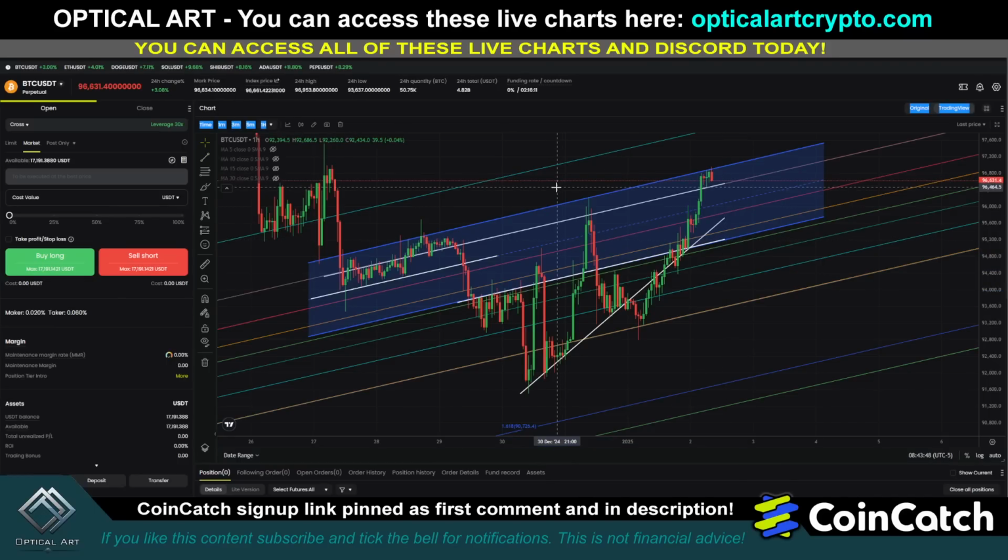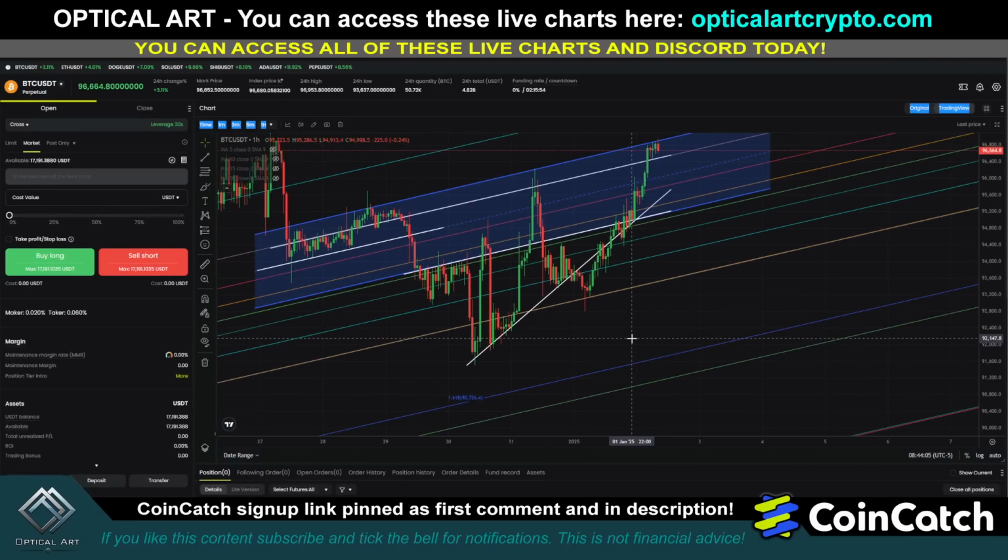So again, using these parallel channels and then extending them out using the dotted line where there's a key support resistance level can help you find potential points to short above, or if we drop, points to go long, or that potentially could be resistance.